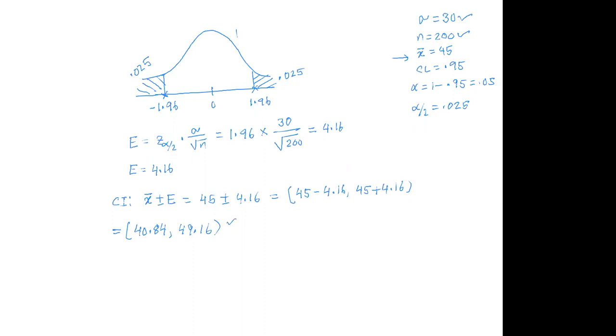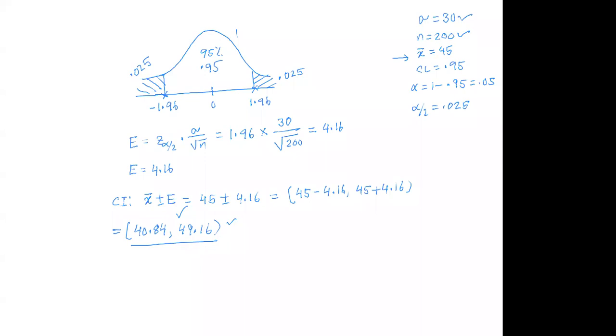So you're 95% confident that the true population average falls between 40.84 and 49.16. So according to your calculations, which is based off of 200 randomly selected people, the average of Facebook or social media users is between 40.84 minutes and 49.16 minutes. And that is what it is.